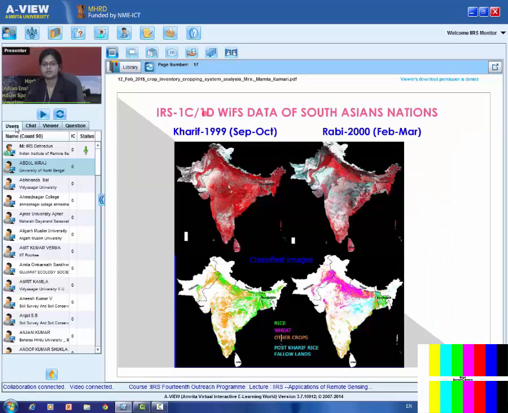This is showing the WiFS data. WiFS data of 188 meter. Again FCC and crop inventory map. Whenever we are using WiFS data or AWiFS data, nowadays we are using AWiFS data of 56 meter spatial resolution. We use multi-temporal data and we use this for the state level and again India basis.